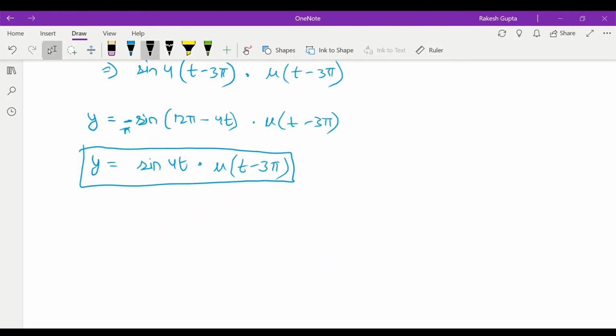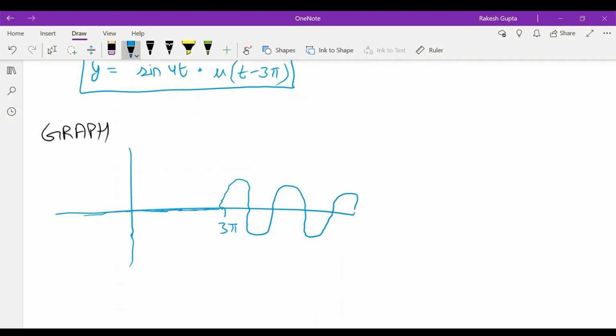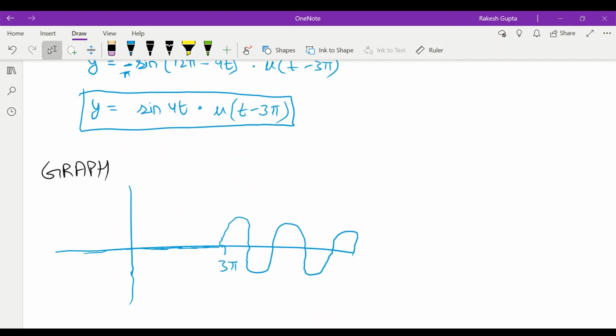And coming to the graph of this, it is going to be constant till 3 pi, as I mentioned before, as there's going to be no change till 3 pi, and then a periodic oscillation is going to start. A periodic oscillation of the sine wave is going to start, and as it is sine 4t, the period of this oscillation will be 2 pi by 4, which is pi by 2. So with a period of pi by 2.